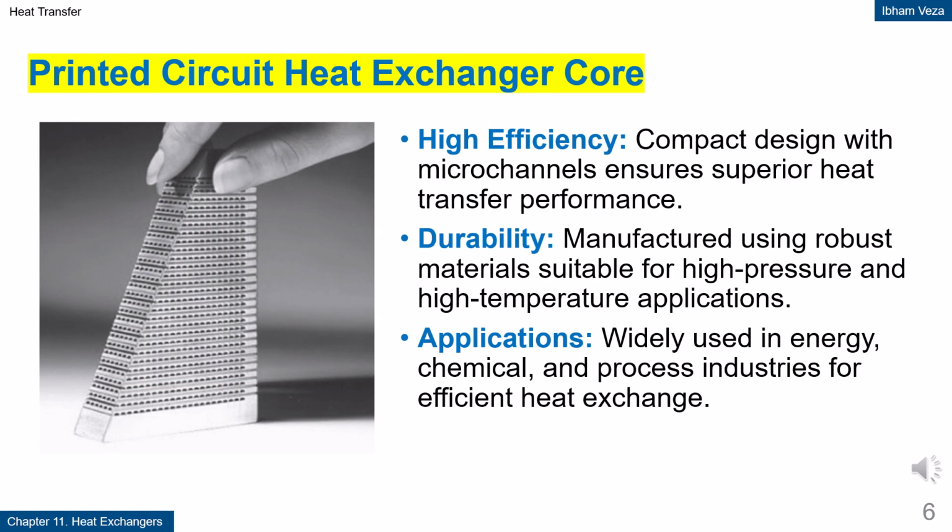Printed circuit heat exchanger core. Printed circuit heat exchangers show how microchannel technology can enhance heat transfer intensity. With very small channels, the surface area per volume becomes very large. This makes the device highly efficient for high pressure and high temperature applications. It is widely used in energy and chemical process industries. This example emphasizes the role of design innovation in improving thermal performance.